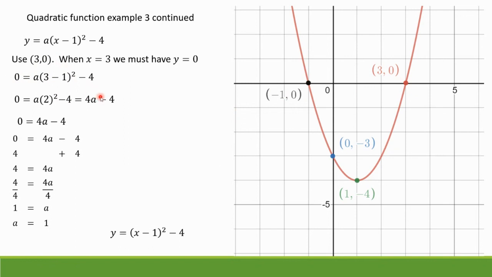And now, right, we can figure out what a is. Well, here we have 2 squared minus 4. So we have 4a minus 4, right? We simplified a bit. So 0 then is equal to 4 times a minus 4. So we have to solve for a. And as you can see, I'm showing all the steps. Again, you really want to make sure you can do that. Okay?